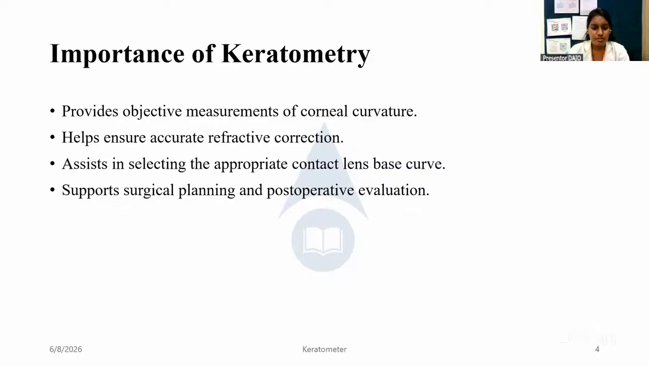This allows the lens to fit properly on the cornea with centration and movement, improves comfort and visual performance, and supports surgical planning and post-operative evaluation, because corneal power is one of the important measurements in calculating the intraocular lens.